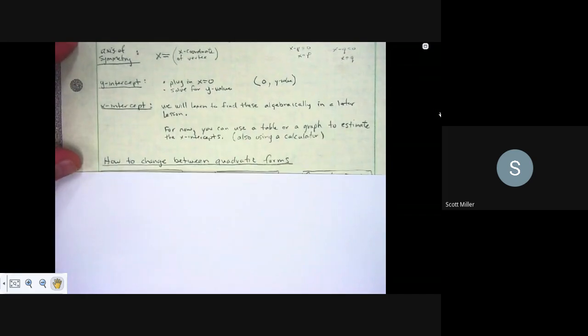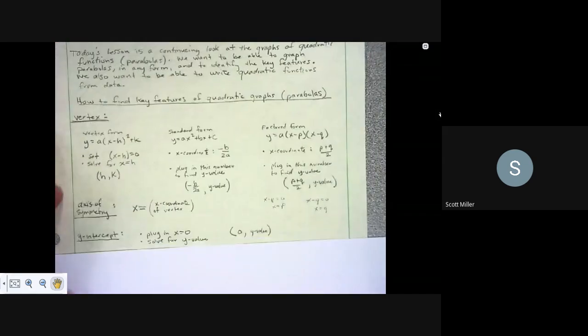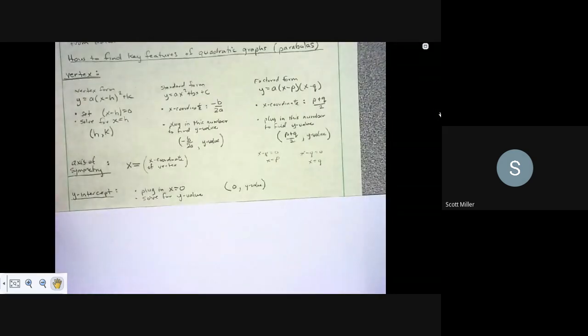Okay? So what are we doing today? How do I change between quadratic forms? If I give you a vertex form, how do I write it into standard form and or factored form? How do I go about that process? And so that's kind of what I'm going to show you right now. It's one of the things I want you to be able to do in 6.3.